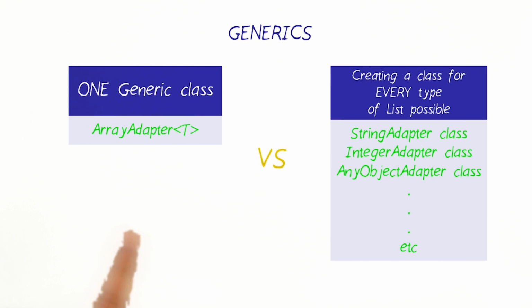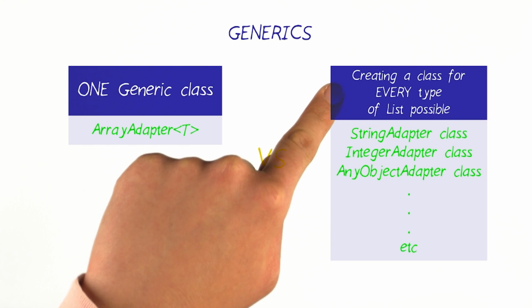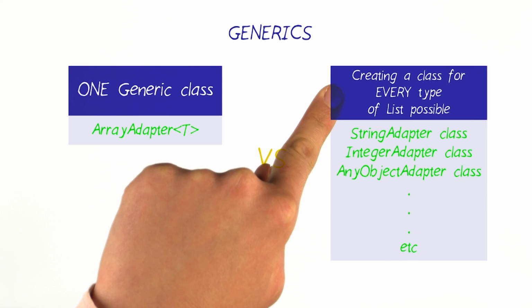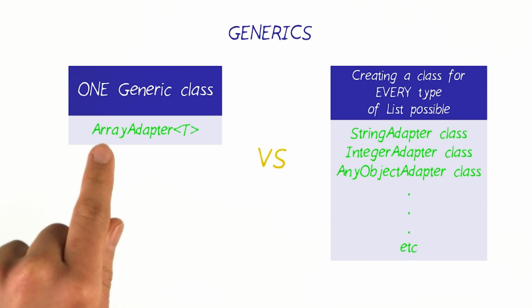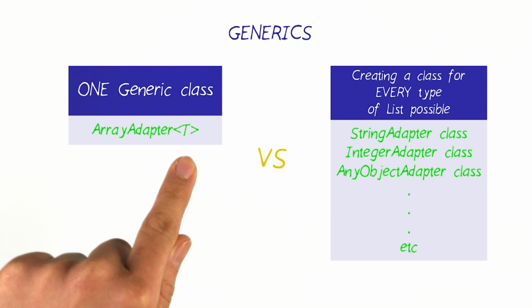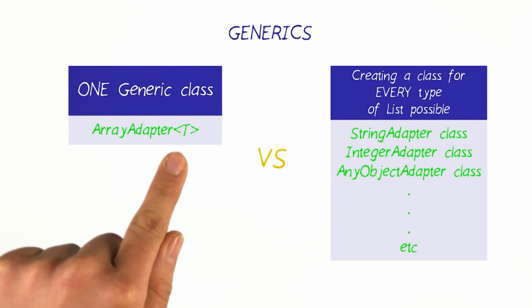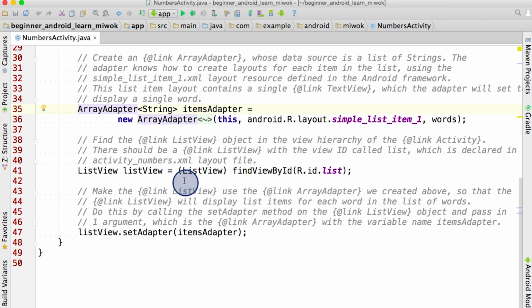So back to this comparison table, which demonstrates why it's better to create one generic class versus creating a class for every type of list possible. Here, we see that for ArrayAdapter, we can replace the T with any other object data type. In our case, we're going to replace the T with the String data type. All right, wow, there was a lot happening in that one line of code. So let's move on to the second line.